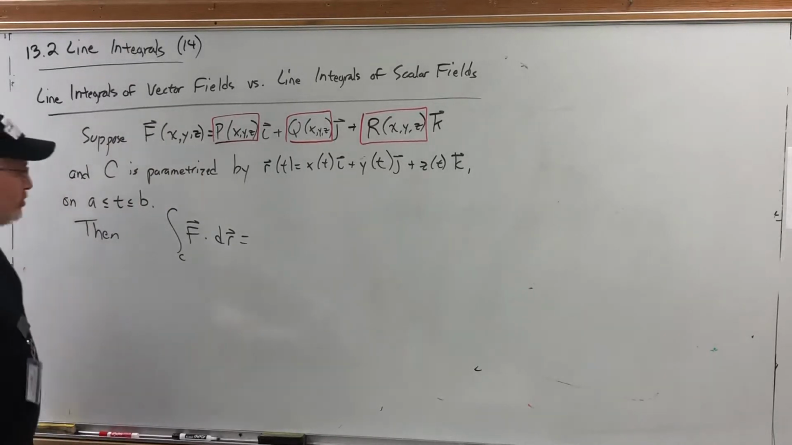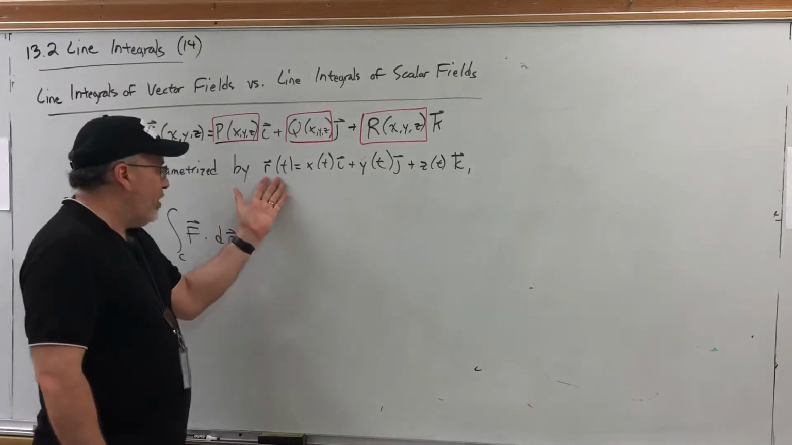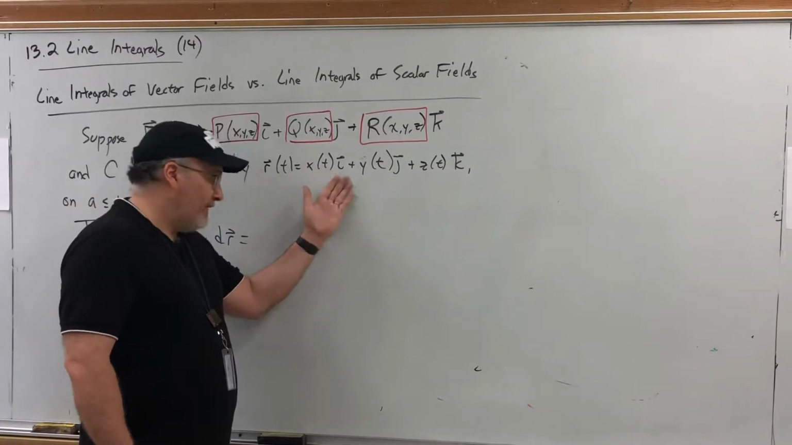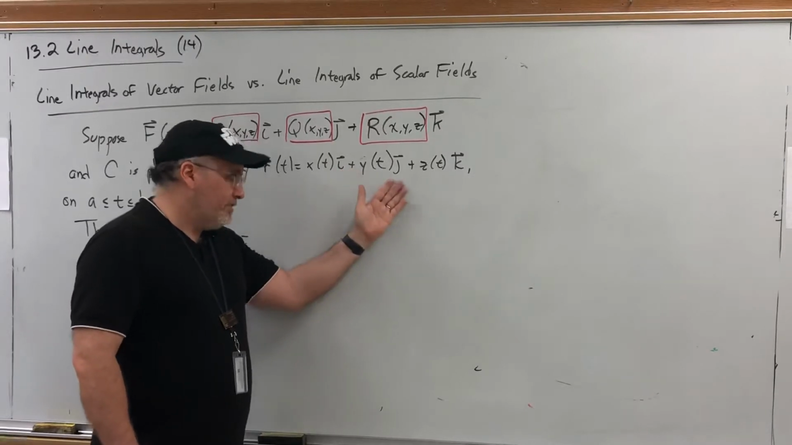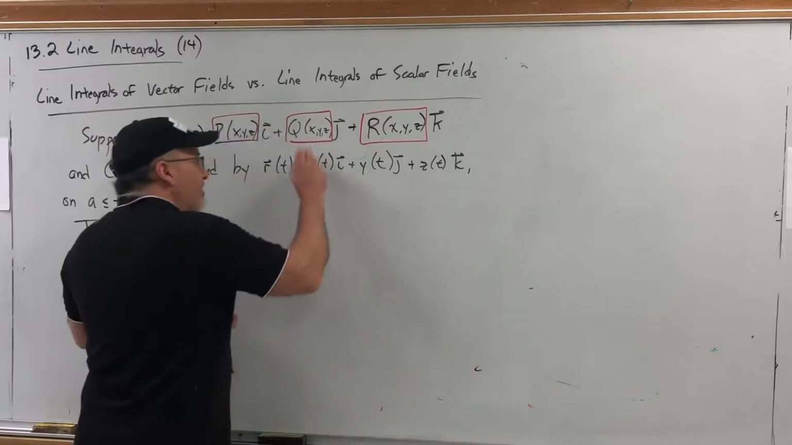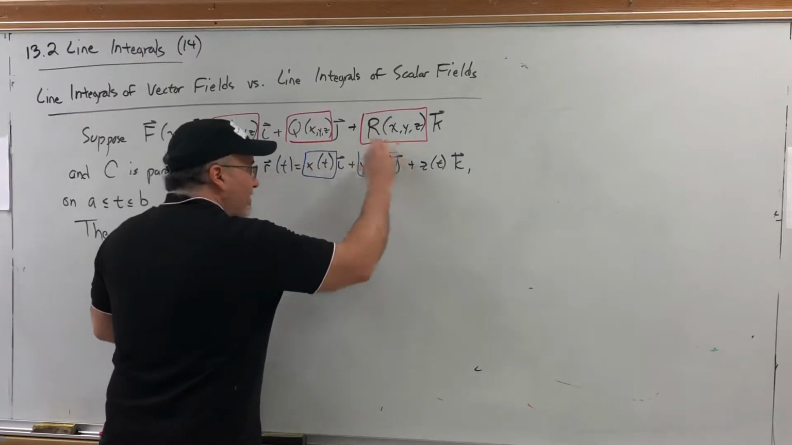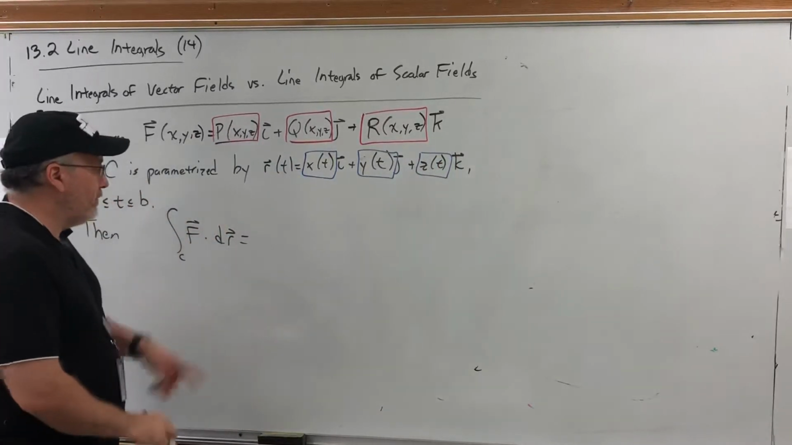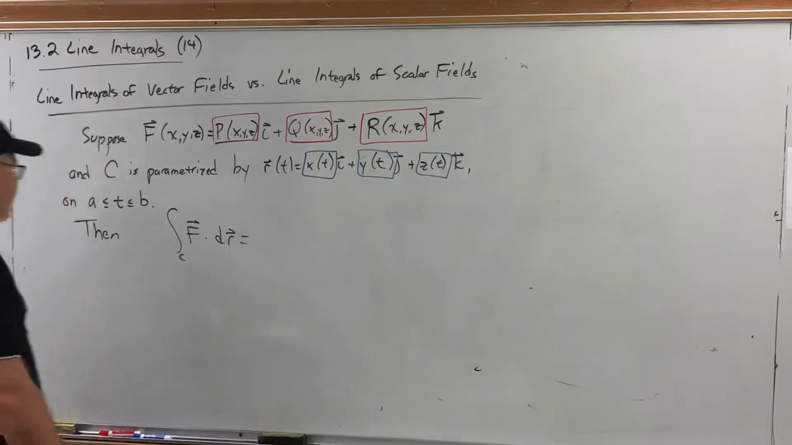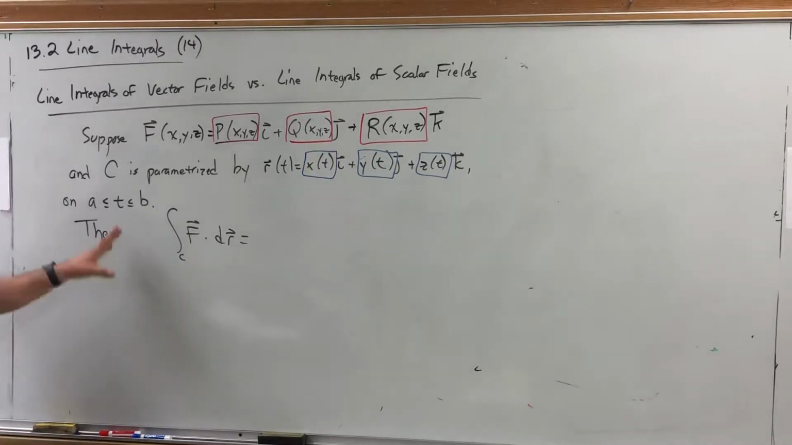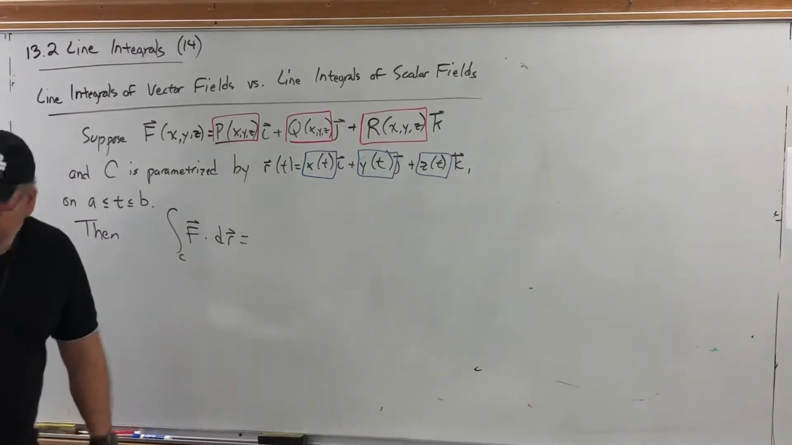And curve C is parameterized by the position function vector r of t equals x of t times vector i plus y of t times vector j plus z of t times vector k. So in other words, x of t, y of t, and z of t are the scalar functions that give the components for the position vector at some value of t, and as usual, t is ranging from a to b. So how can we set up the line integral of this vector field dr?